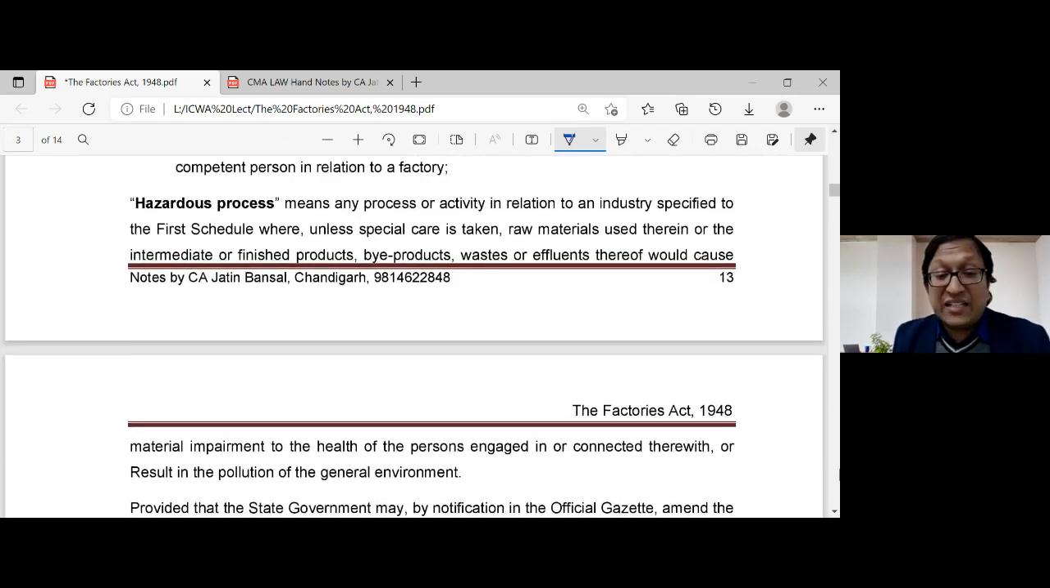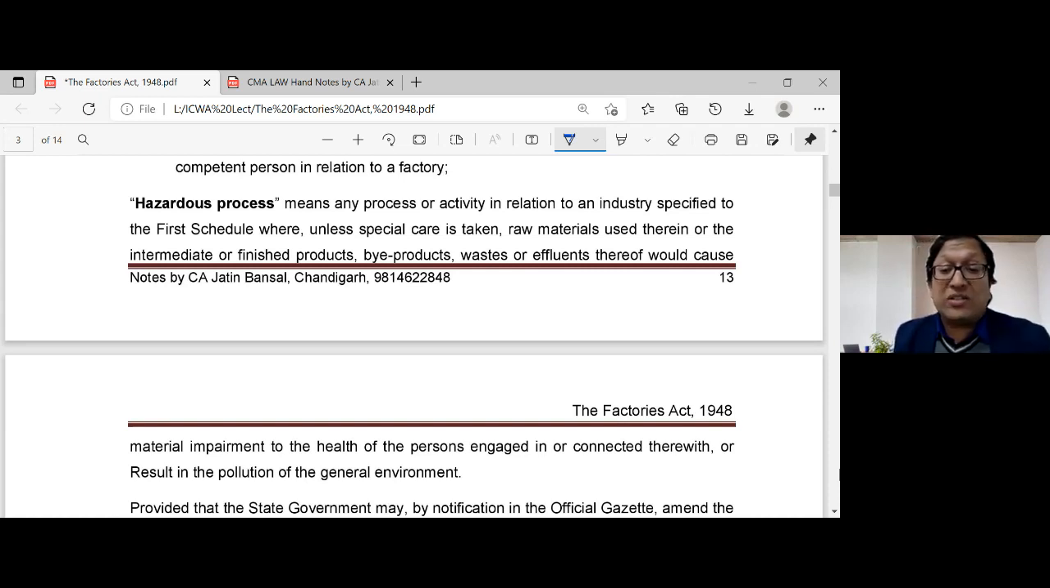Then we have hazardous process. As the name depicts, hazardous process means any process or activity in relation to an industry that is specified in the first schedule. In the first schedule, they have specified where special care is required, where the raw material, the work in progress or the finished good may be dangerous for people to handle. I'm reading the definition from the book itself.